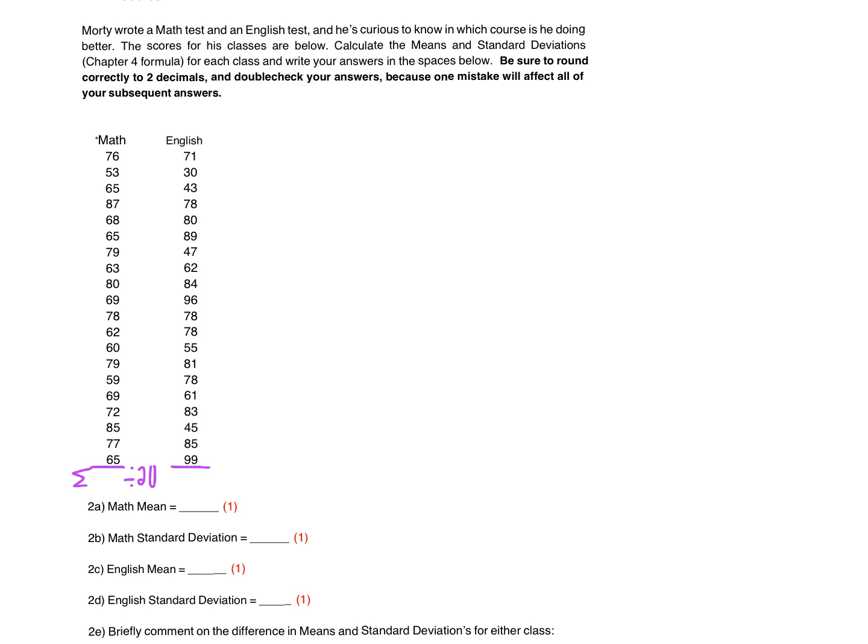For the English scores, you're going to do the same thing. You're going to add up all the scores and you're going to divide by 20 to get the mean there. And so you'll have two different means to work with.